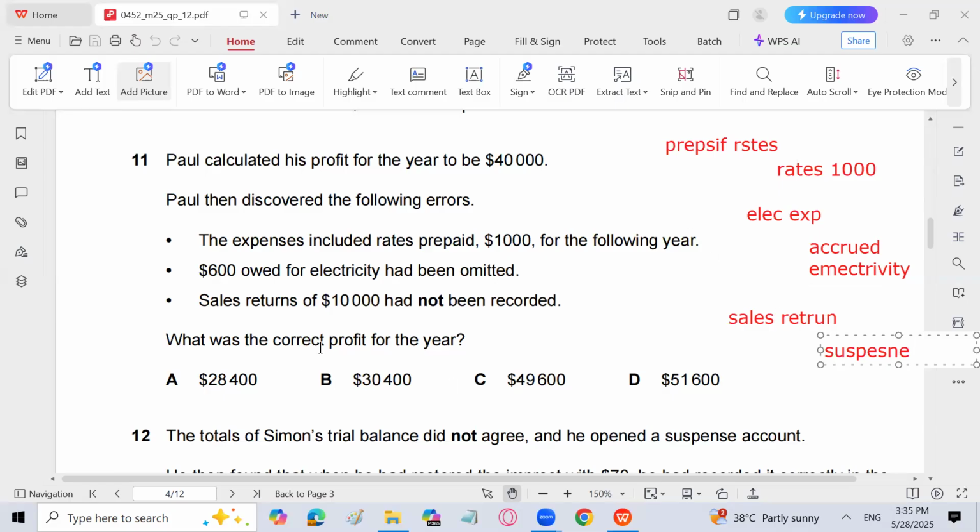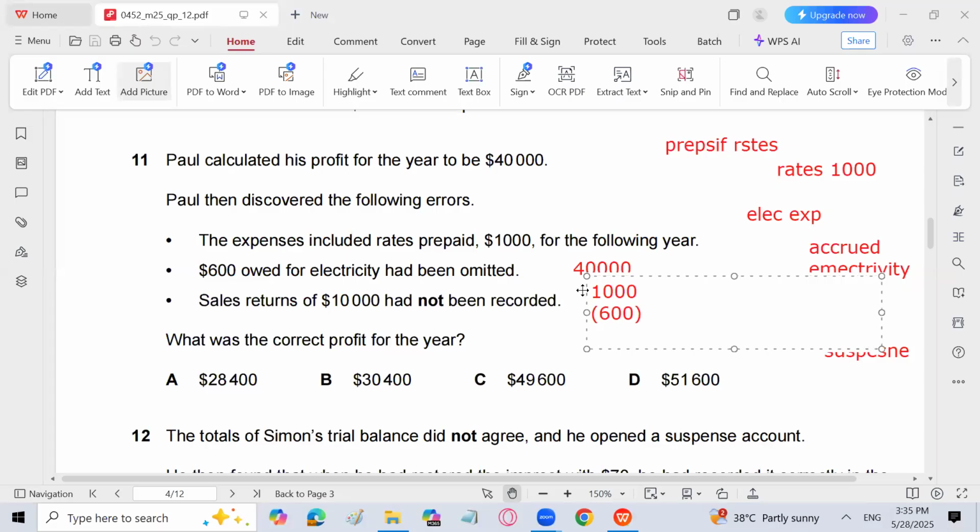Now I will go for the correct profit. Very easy. Incorrect profit is 40,000. In the first entry, is there any income or expense account? Yes, rates are an expense. Sir, it is being credited. What will happen to profit? Sir, it will increase. Any expense or income account credited, profit will increase. If debited, profit will decrease. Next, electricity expense is being debited, sir, profit will decrease. So it will subtract 600. Then sales return. Again, it is debited. So profit will decrease by 10,000.